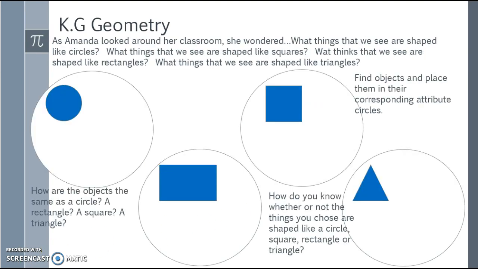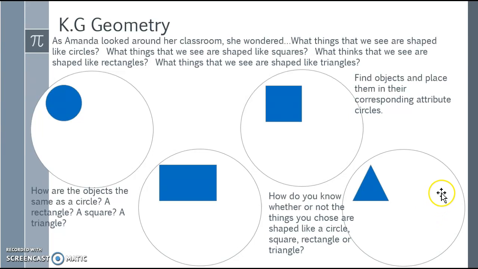Another problem, as Amanda looked around her classroom, she wondered, what things that we see are shaped like circles? What things that we see are shaped like squares? What things that we see are shaped like rectangles? And I have a spelling error. What things that we see are shaped like triangles? So I've created 4 different boxes, one for each shape.